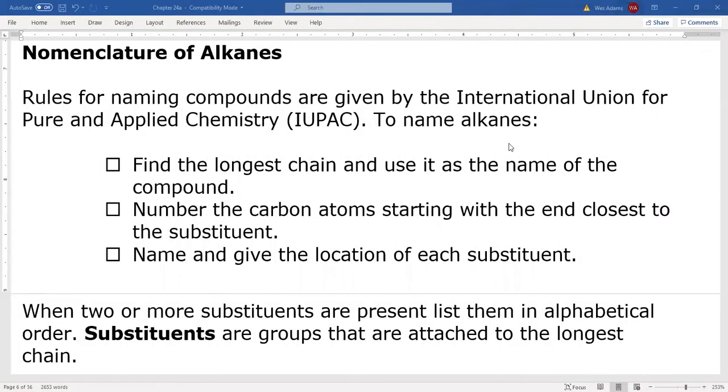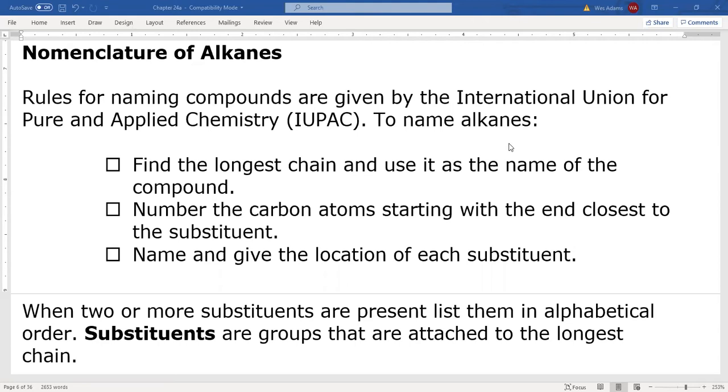Okay, we're going to talk a little bit about nomenclature of alkanes. Again, this is more for general chem level. This is not if you're in second year organic chemistry, but it could certainly help if you need the basics. These rules come from the International Union of Pure and Applied Chemistry, or IUPAC.